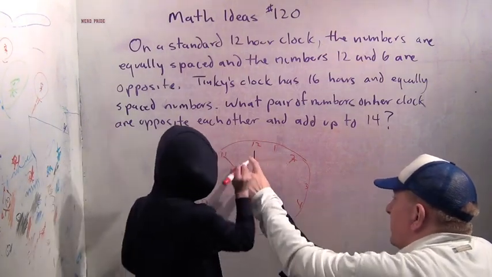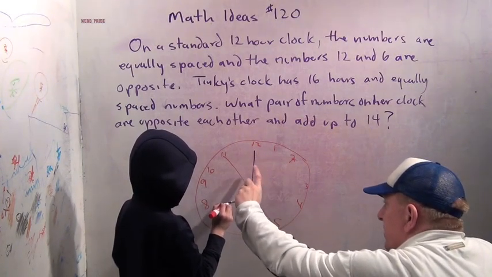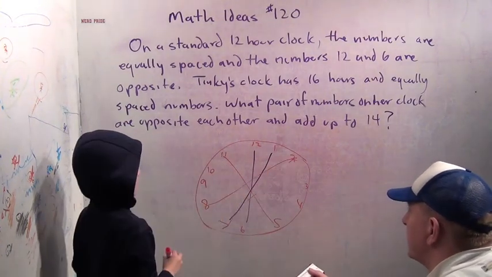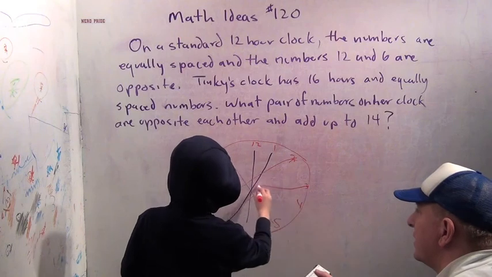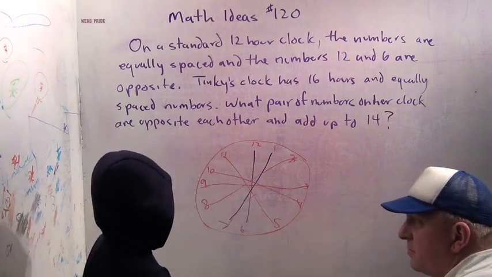Because if you had a line that was just rotating, it would hit the 1 and the 7 at the same time. So the 2 would be opposite the 8, and the 3 would be opposite the 9, and the last one, the 4, would be opposite the 10. Okay, so that's what we mean. That makes sense?